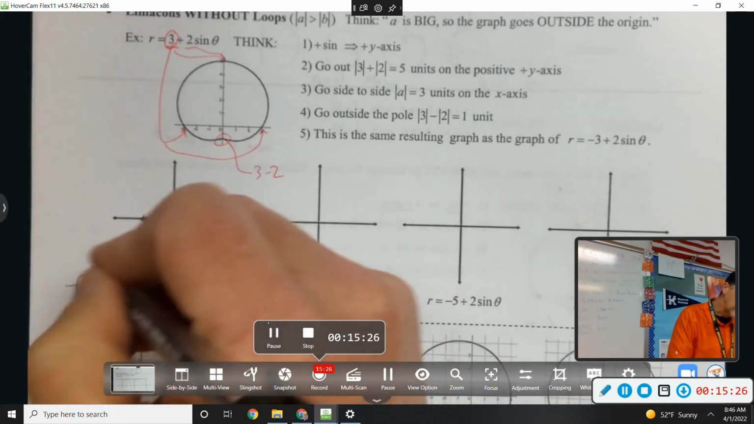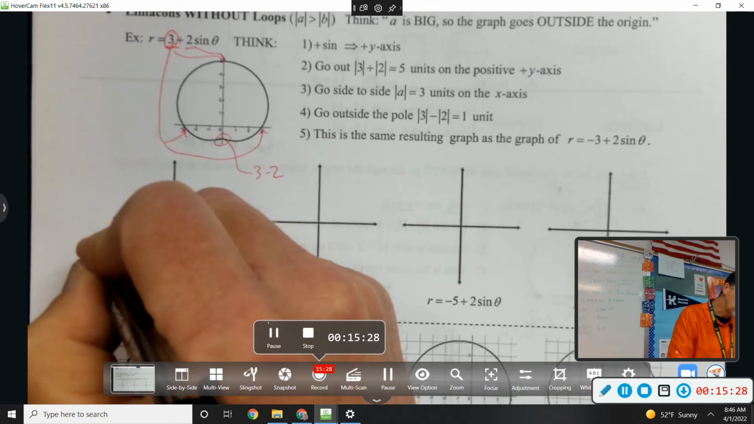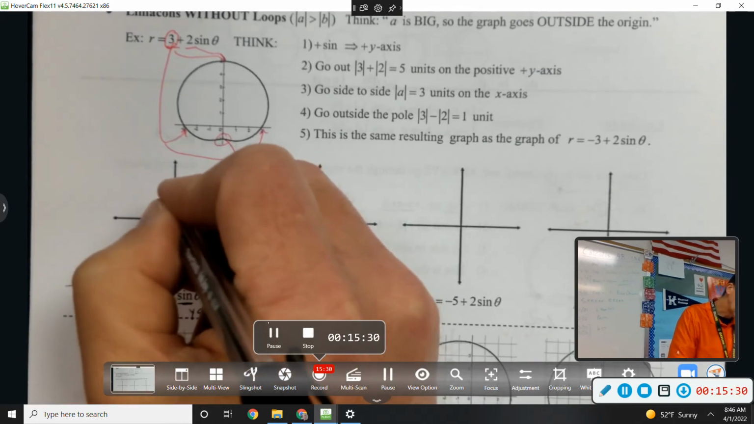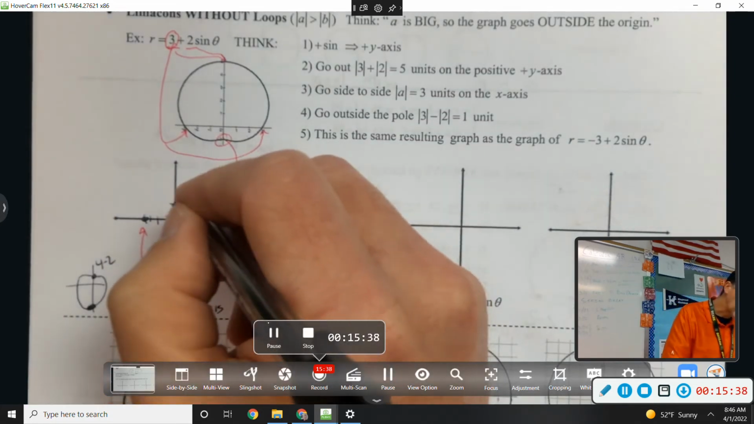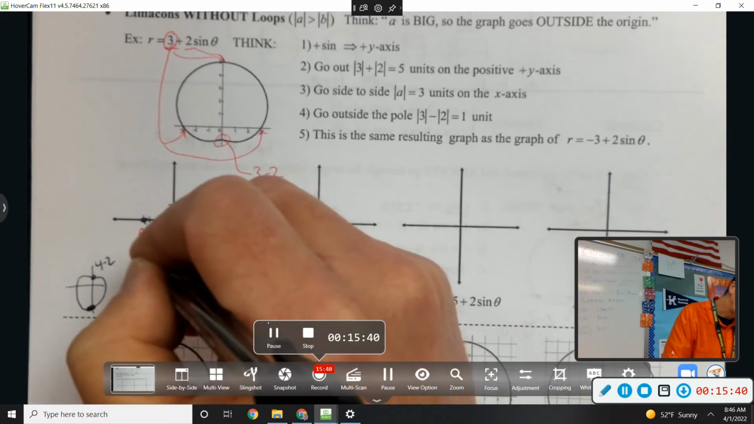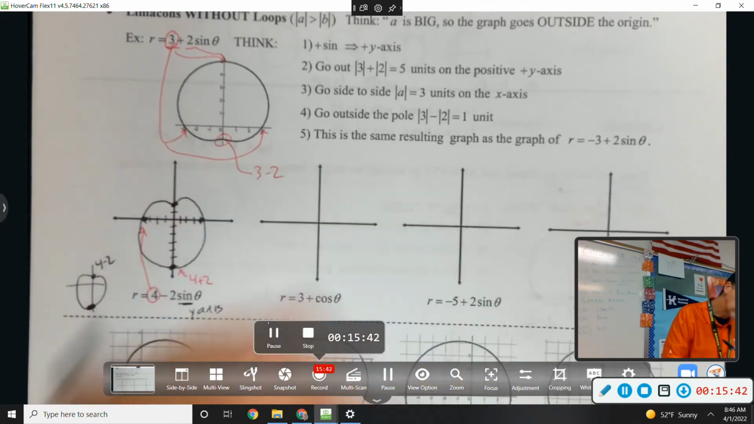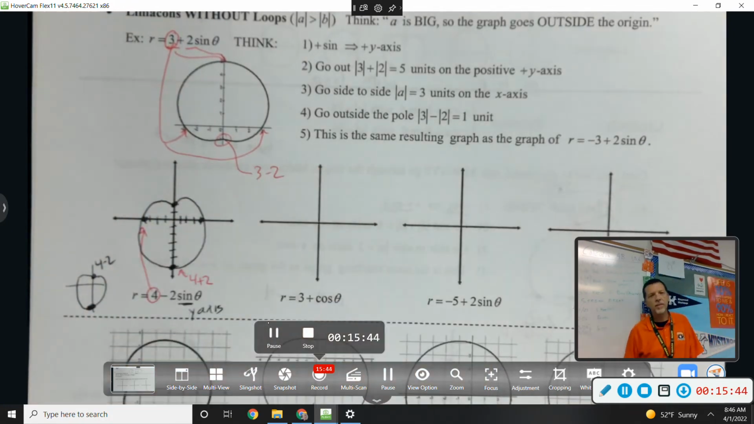And then the top point is 4 minus 2. So 2. Again, you only have 4 points, but you know the basic shape of this thing. Again, try to make it very round. It's not a game of connect the dots.